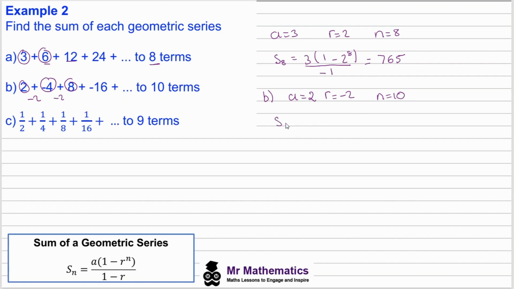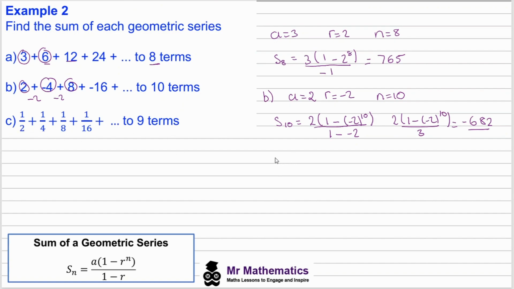So the sum of the first 10 terms will be A multiplied by 1 minus the r. It's a good idea to have a negative 2 in brackets to the power of 10. We'll close that bracket, then we'll divide it by 1 minus the negative 2. So this becomes 2 lots of 1 minus negative 2 to the 10 all over 3, which gives us negative 682.